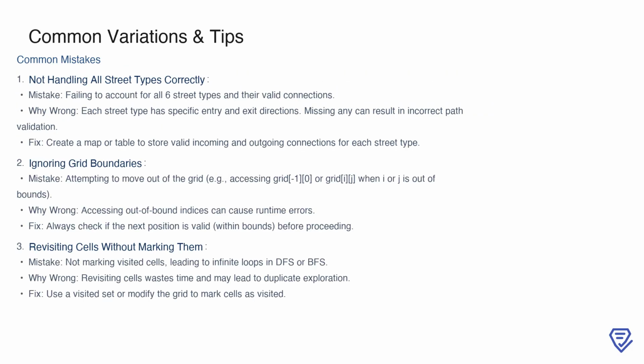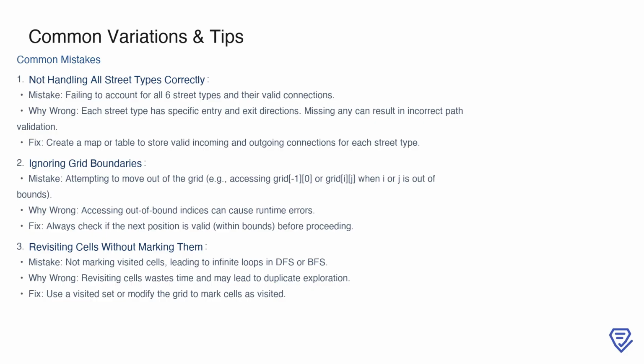When solving this problem, there are a few common mistakes to watch out for. First, not handling all 6 street types correctly is a frequent issue. Each street type has specific entry and exit directions, so if you miss accounting for any of these, your path validation will fail. A good fix for this is to create a map or table that explicitly defines the valid incoming and outgoing connections for each street type.